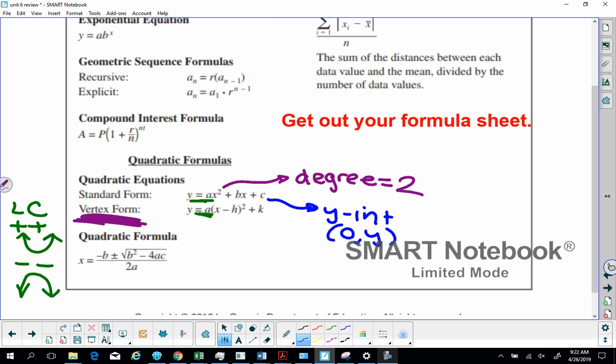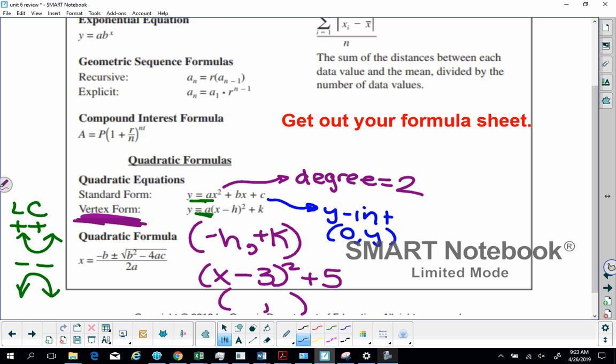The vertex. Yes. So your vertex is the opposite of H and the same as K. So it's the opposite sign of H, remember opposite day, and then K. So, for example, if this said x minus 3 squared plus 5, what would my vertex be? It's the opposite though. Positive 3 and 5, that's your vertex. You also can always put it into your calculator and find the bump. Remember that?